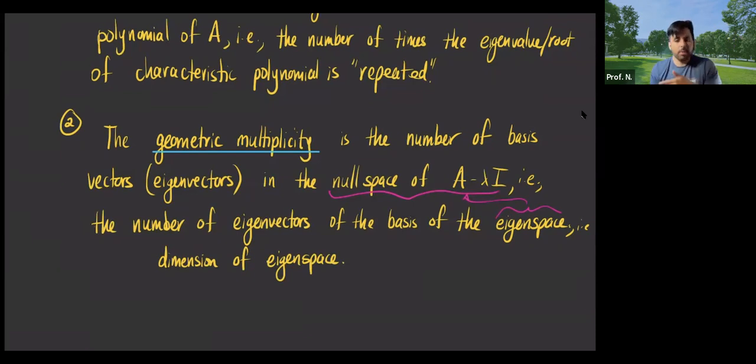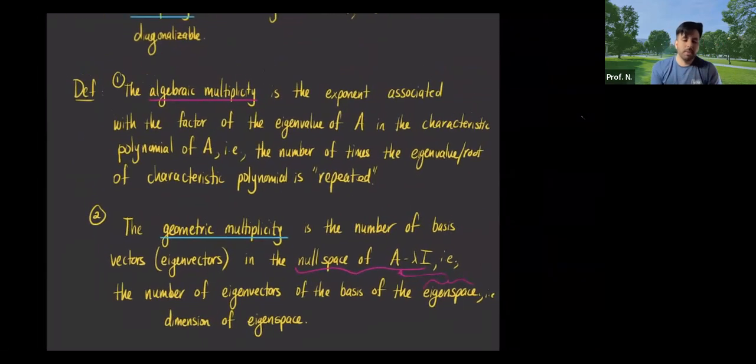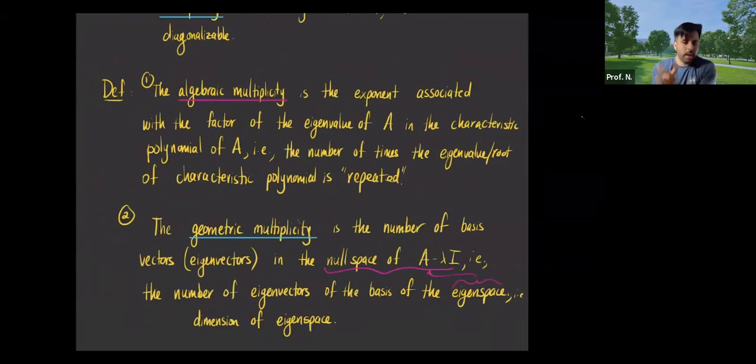Because the dimension is the number of basis elements. So it's just reformulating the same thing that we're expressing. We're expressing that the geometric multiplicity is the number of basis vectors in the null space, which is equivalent to saying the number of eigenvectors in the basis of the eigenspace, which is equivalent to just saying the dimension of the eigenspace. So the geometric multiplicity is the dimension of the eigenspace, and the algebraic multiplicity is the number of times that the factor associated with the eigenvalue is repeated in the factorization of the polynomial.